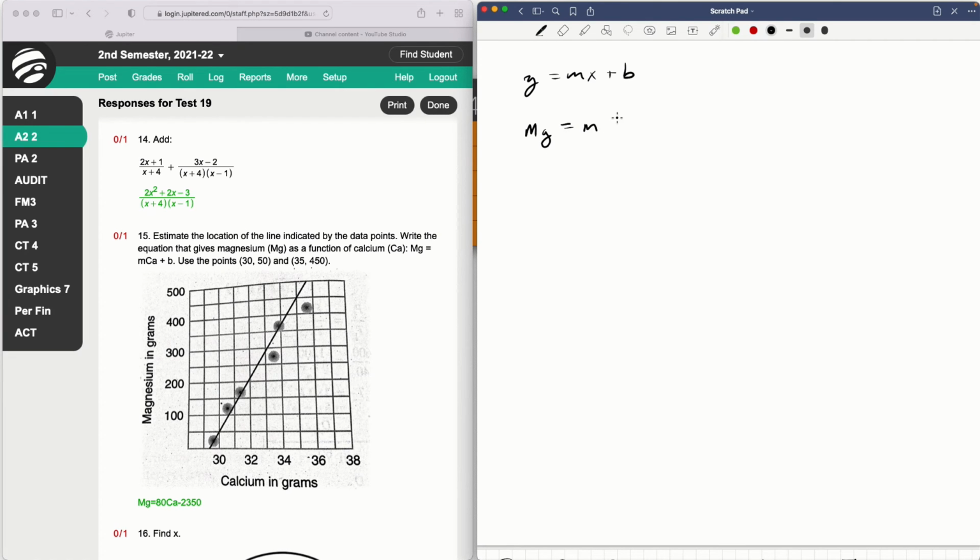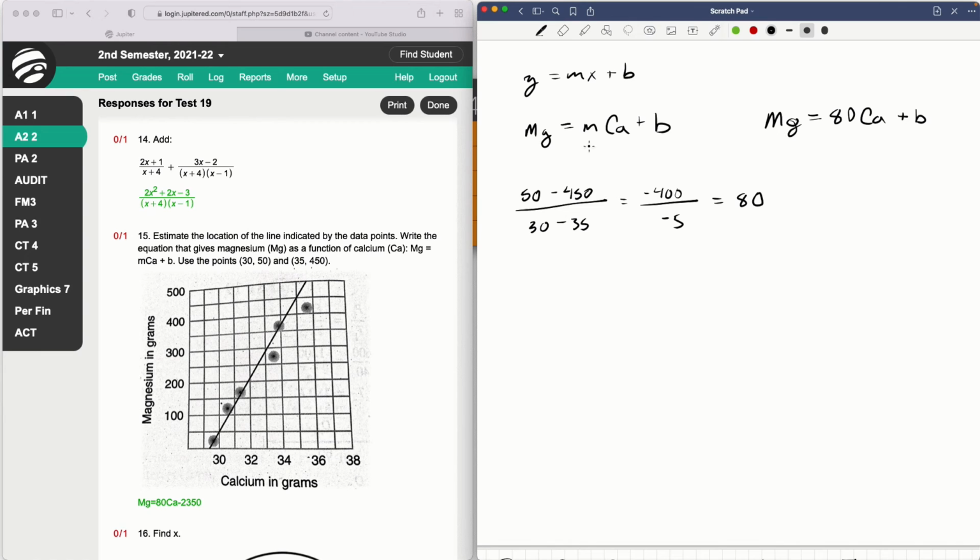So really quickly, we're going to do the slope. That's going to be 50 minus 450 over 30 minus 35, equals negative 400 over negative 5, which equals a positive 80. So now we have mg is equal to 80 times ca plus b. We're just doing the slope. It's the same thing we did here. We just have different letters.